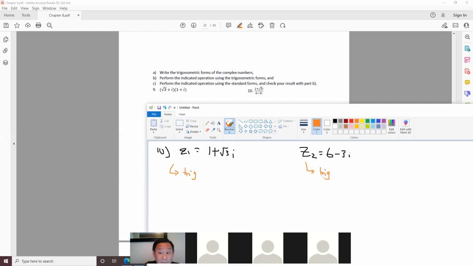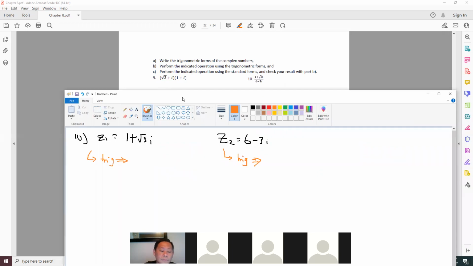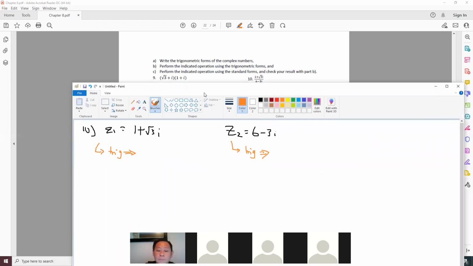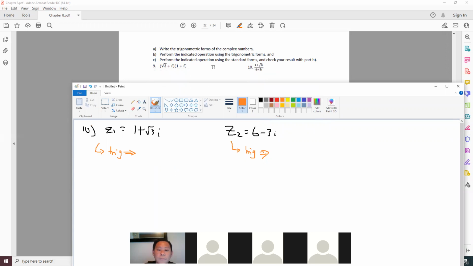And be careful with the quadrant. Okay, remember, you have to add 180 or 360, depends on your quadrant. Okay, do so. So this is part A, where you have to convert the Z1 and Z2 into trigonometric form.